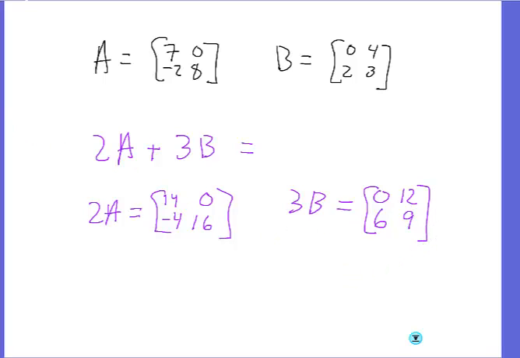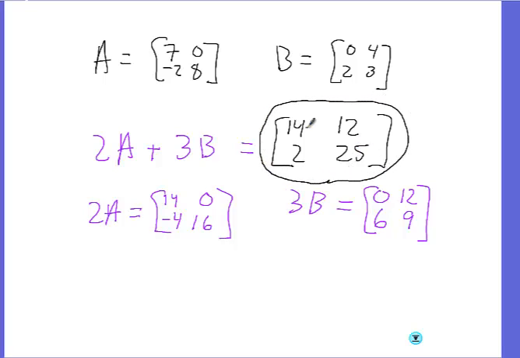Now what we have to do is add corresponding parts of 2A and 3B. 14 plus 0 is 14. Negative 4 plus 6 is 2. 0 plus 12 is 12. 16 plus 9 is 25. And our final answer is 14, 2, 12, 25. Remember your PEMDAS, because you must do multiplication before you do addition or subtraction. Likewise, if you're doing 2A plus 3B, you must multiply 2 times A and 3 times B before you actually add them.